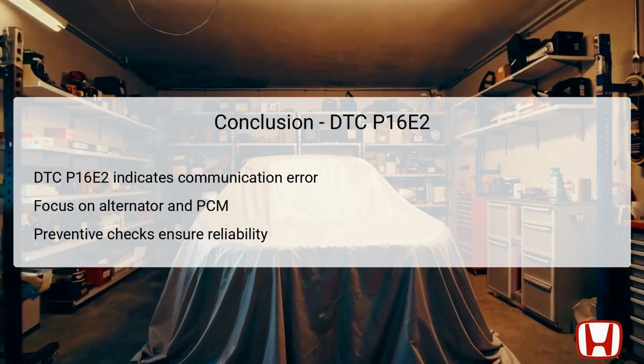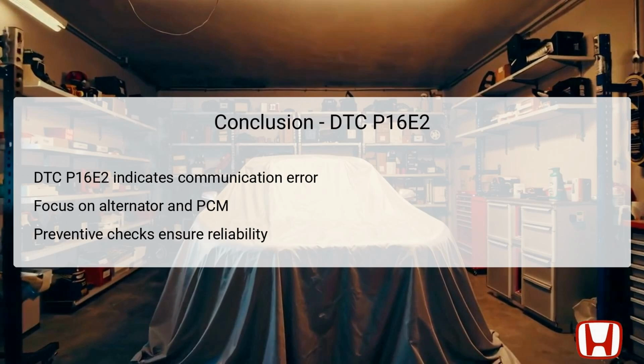In summary, DTC P16E2 represents a PGM-FI-ACG LIN communication error that can disrupt vehicle performance significantly. The primary focus in troubleshooting this error involves inspecting the alternator, the LIN circuit, and the Powertrain Control Module, PCM. Accurate identification of the root cause allows for timely repairs and helps restore proper vehicle functionality.